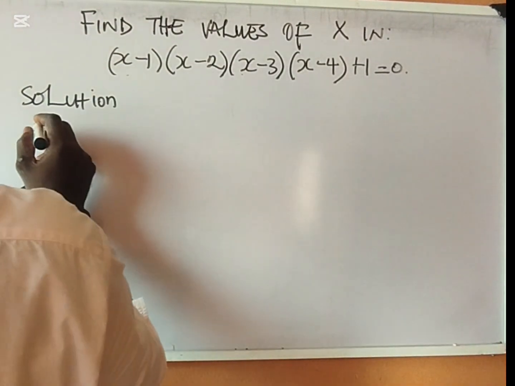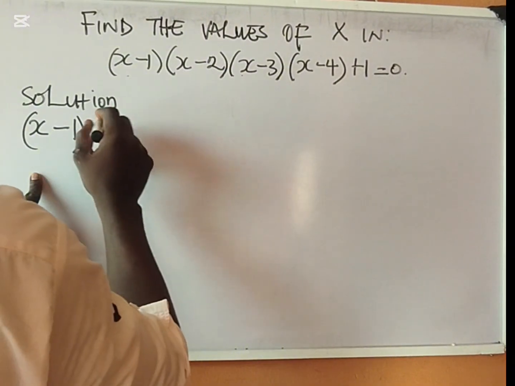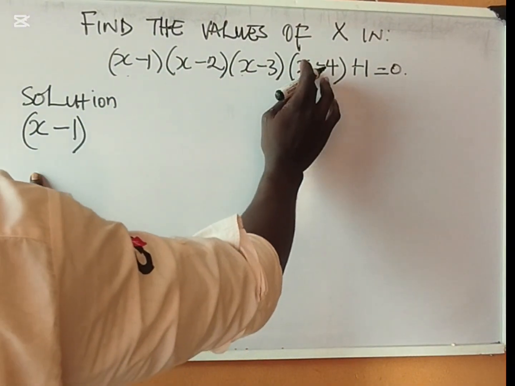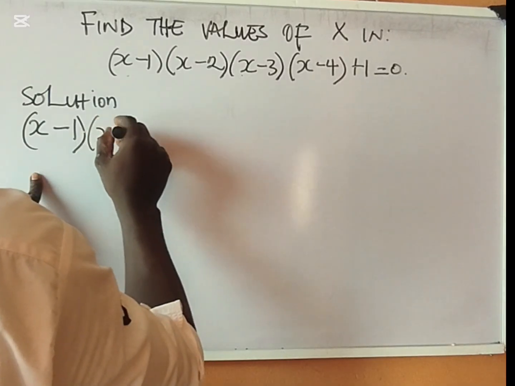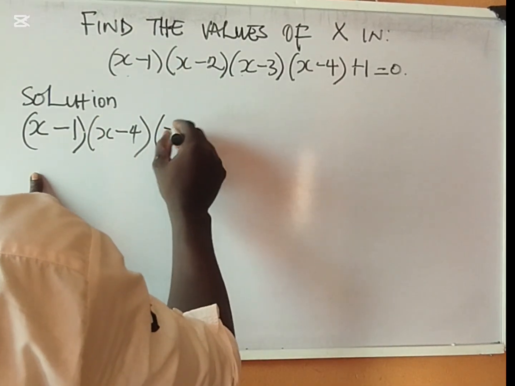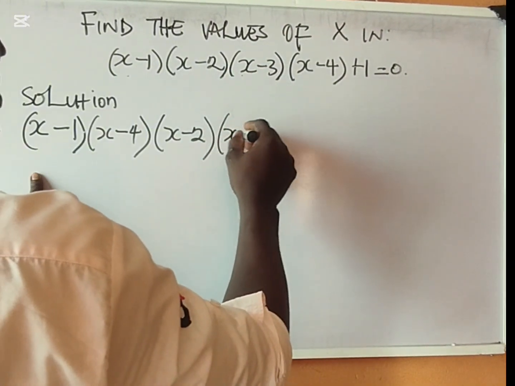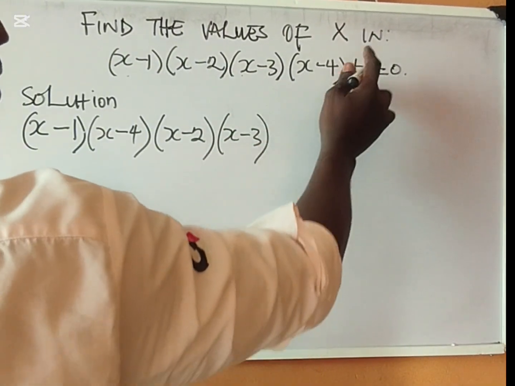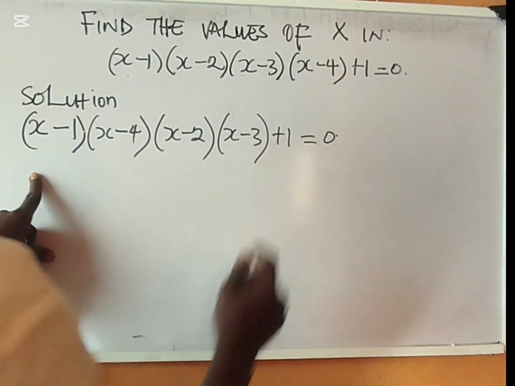So what I'm going to get is x minus 1. Instead of x minus 2, I will bring this closer to x minus 1. I'll now have x minus 4. The next one is x minus 2. The one that follows it will be x minus 3. I'll close my bracket. I'm left with plus 1 is equal to 0.